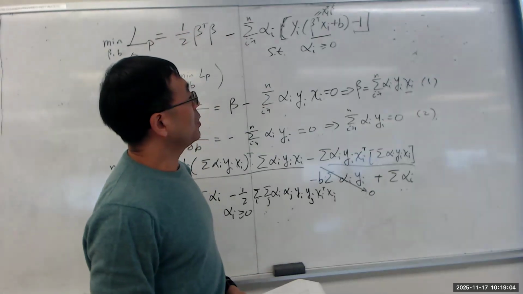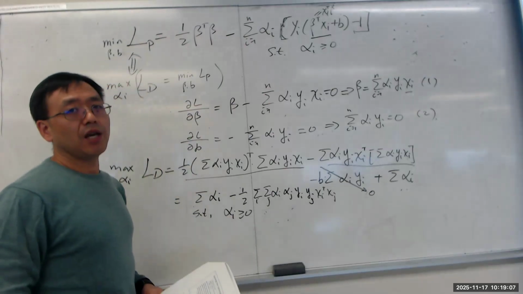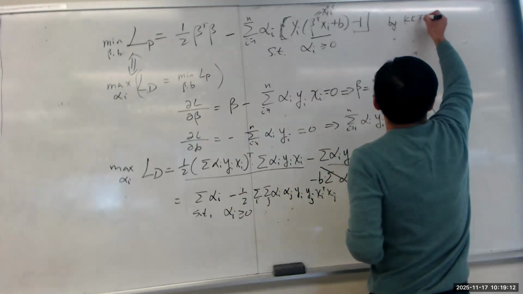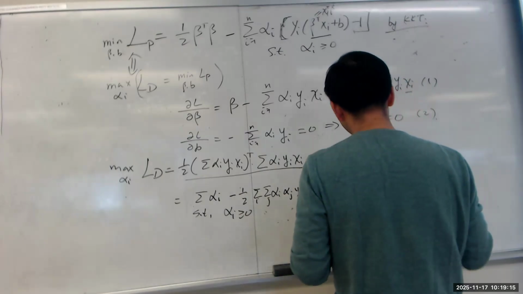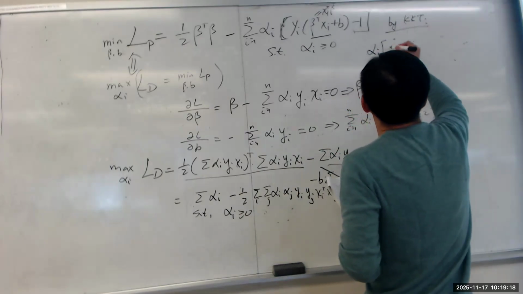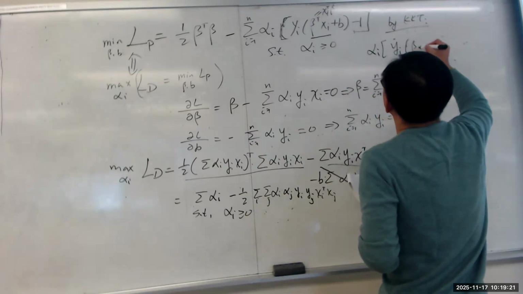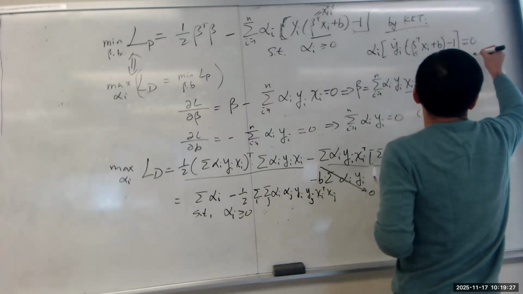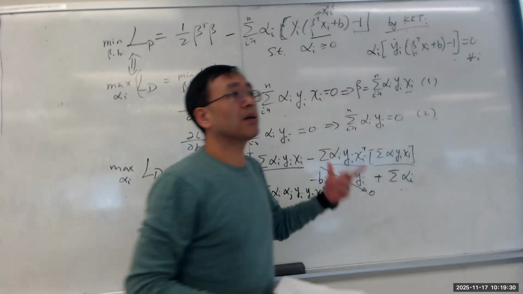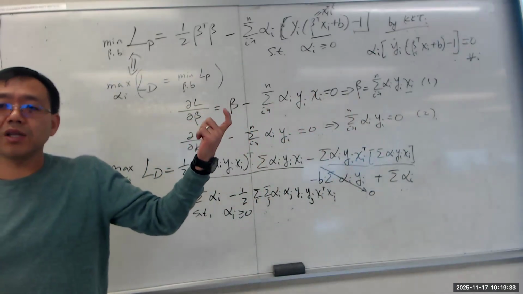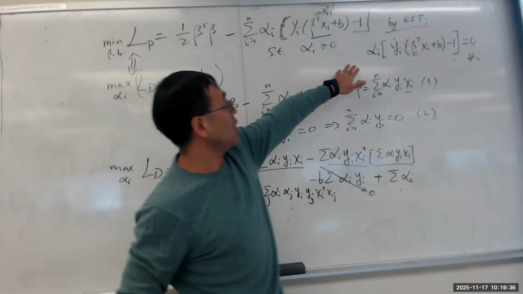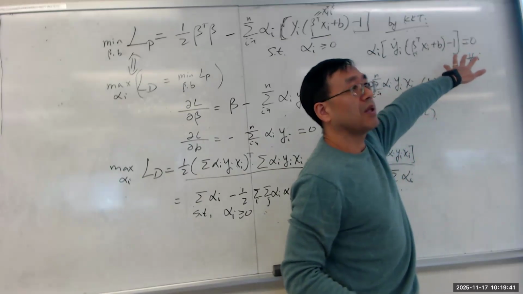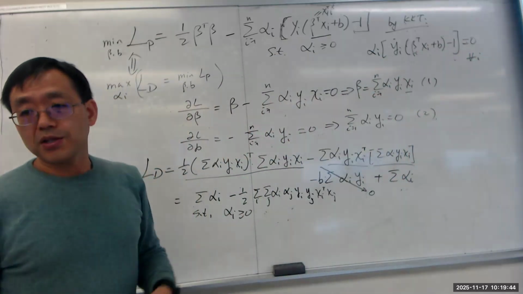For this primal function, remember we have a KKT condition. What is a KKT condition? By the KKT condition, what we essentially say is alpha_i times (y_i (beta transpose x_i + b) minus 1) has to equal 0 for all i, because you have an inequality constraint. From the KKT condition, the Lagrange multiplier times the inequality constraint itself has to be equal to 0.